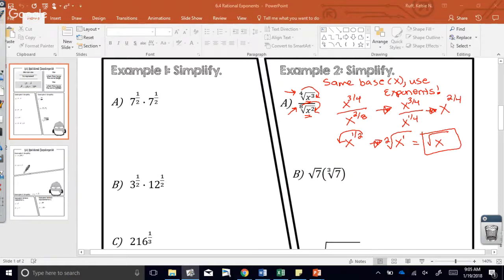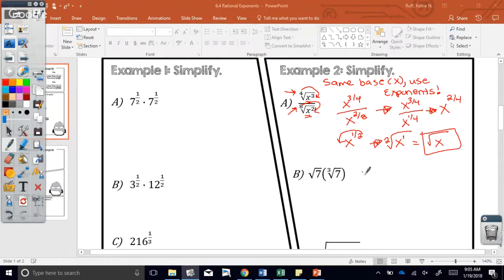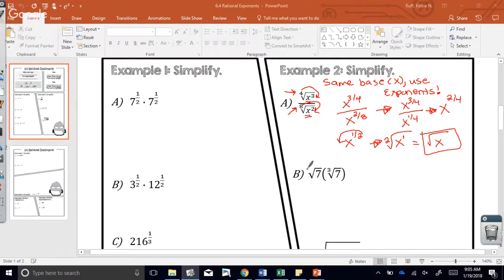Okay, so we're going to look at B now. The problem: we have a square root, which has an index of 2, and a cube root, which has an index of 3. However, they do both have a 7 on the inside. So again, same base, use exponents. I'm going to write this as 7. The 2 becomes a fraction, to the 1/2. The 3 becomes a fraction and becomes to the 1/3. Now that these match, we can add. So we've got 1/2 plus 1/3.